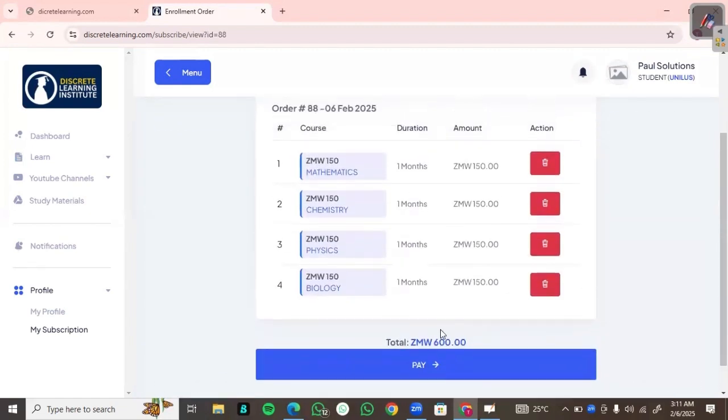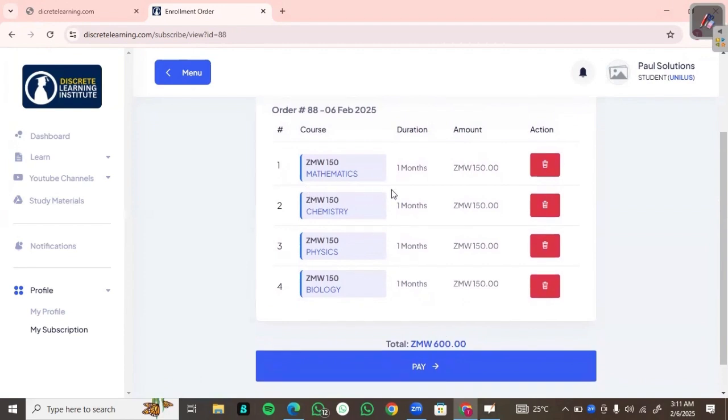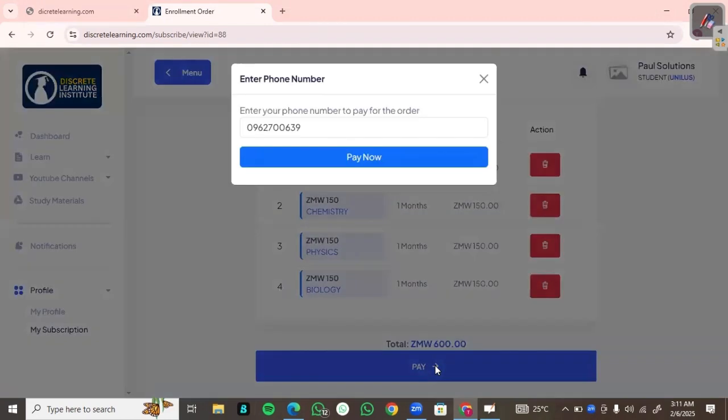It will take you to this page that will show you the total amount that you're going to pay for all those courses that you've selected. Then you click pay. You're going to have this drop down come up. Here you put the phone number that you're going to use to pay. If you are paying using a mobile money agent, tell them to put their number here. And then you click pay now.